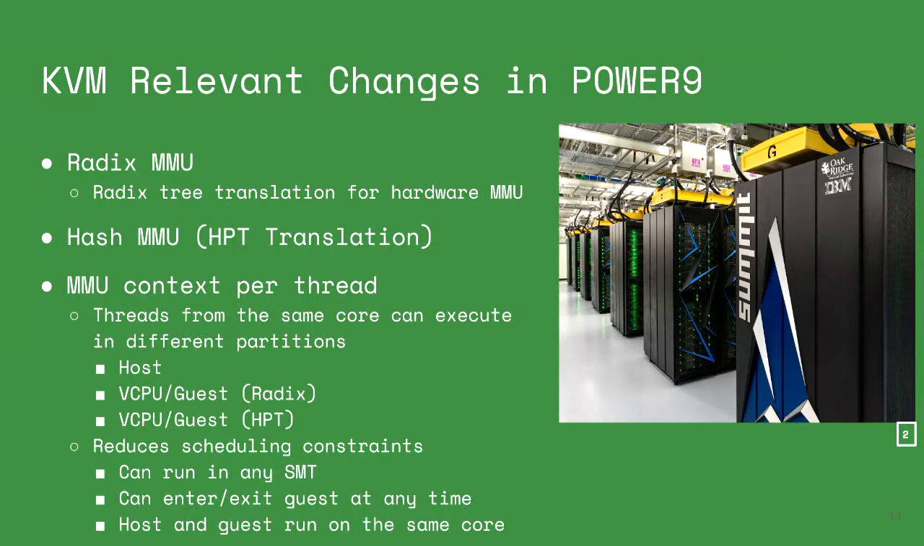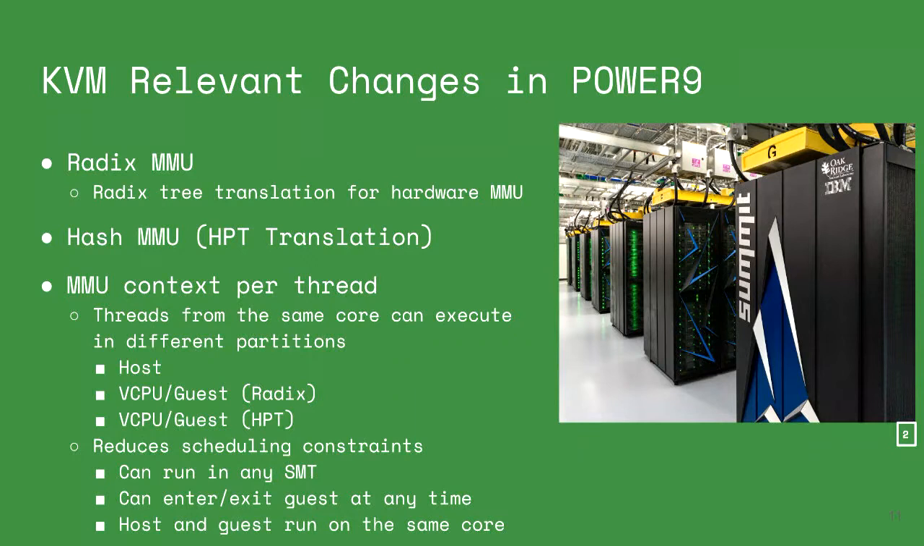POWER9 was the first processor to have a hardware radix MMU. What that means is that in the hardware, we're using radix tree translation. This also sits alongside the old hash MMU, which you can still use for hash page table translation. One of the most interesting changes in POWER9, though, is that we now get a single MMU context per thread, in contrast to Power8, where an entire core had to be in the same MMU context. What this essentially means is that each thread on the core can be executing in a different partition. So if you have multiple threads in your core, they could be executing, for example, in the host, in a guest that's radix, or even in a guest that's running hash.